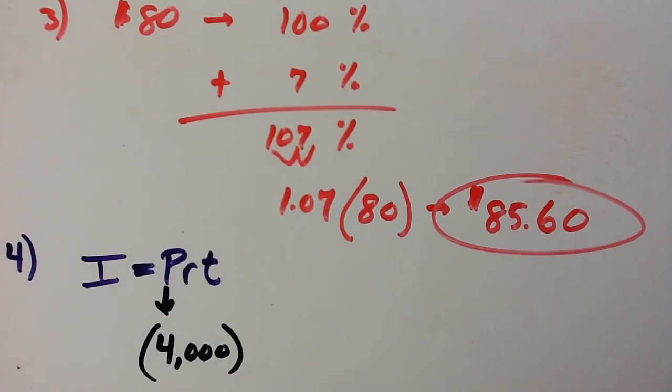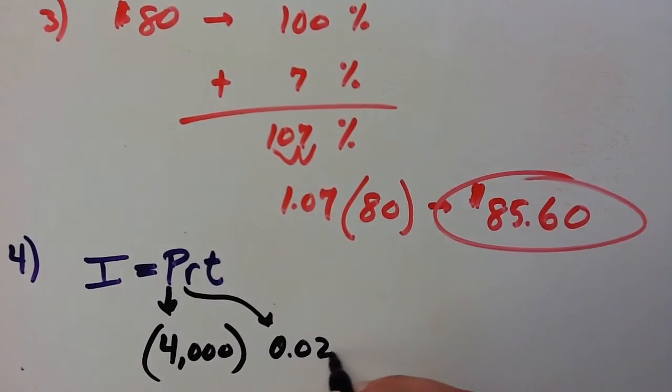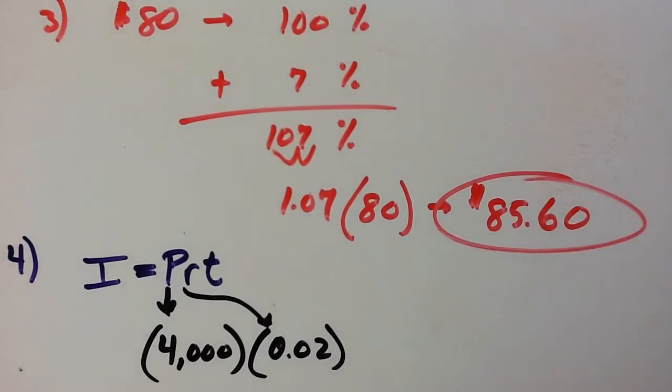Okay, it says the interest rate is 2%. So that's going to be this little r right there. 2% as a decimal is 0.02, right? You would just divide by 100. 2 divided by 100, that's 0.02 or 2%.